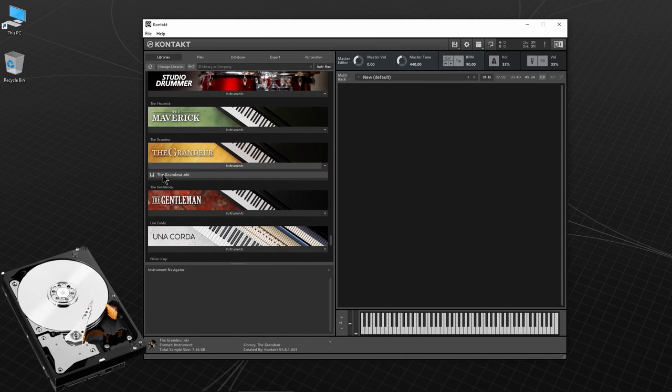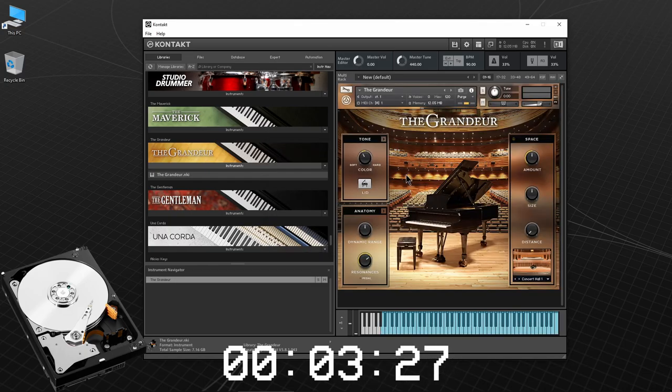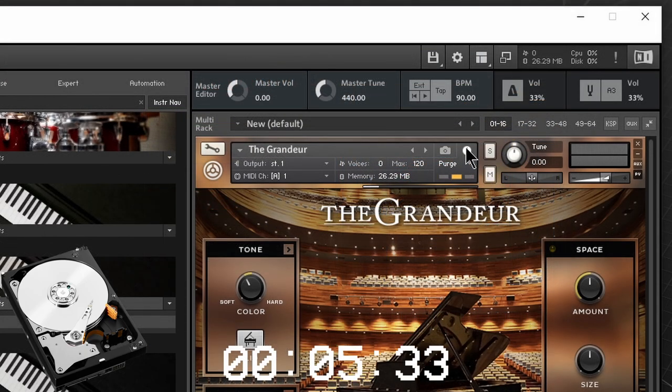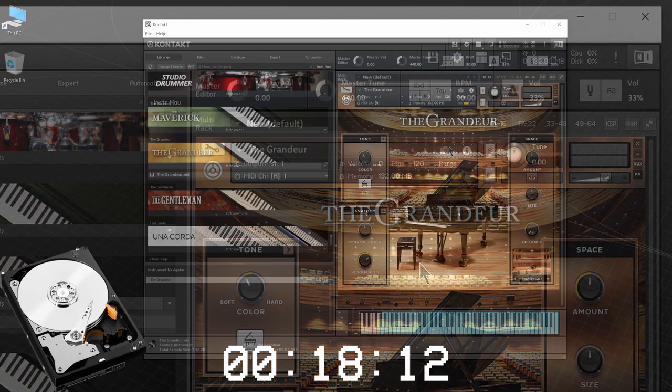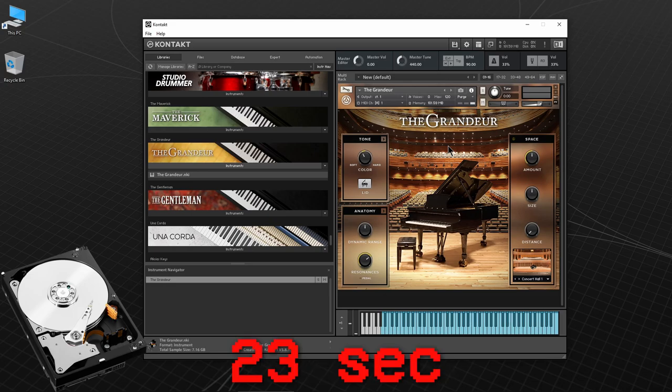Back to the hard drive and the Grandeur. It looks like it's loaded, but it's not. Pay attention to the progress bar. Once all the samples are loaded, the third block will be white. And that was about 23 seconds.